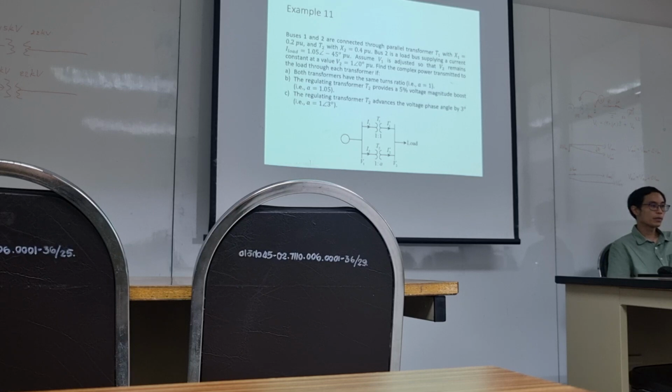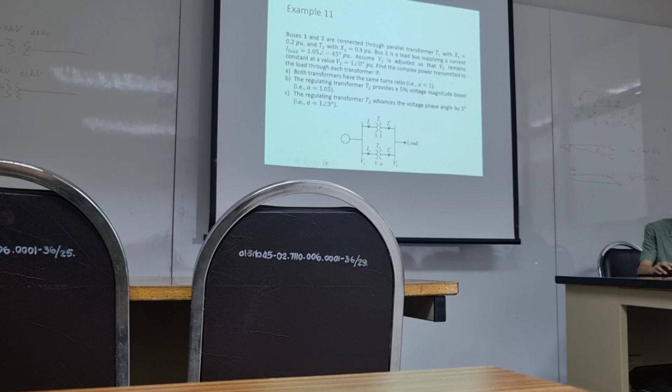Then I have example 11. So we have two buses, bus 1 and then bus 2, connected through parallel transformers T1 and T2. T1 is with X equal 0.2 per unit. T2, X2 is 0.4. So the transformer is represented by just a leakage reactance. Okay, this is one transformer and another one.